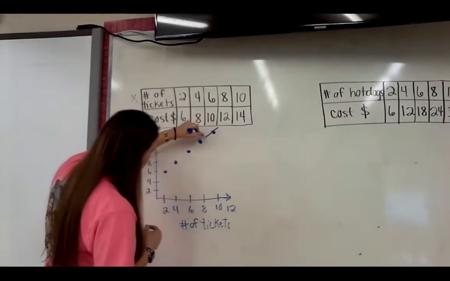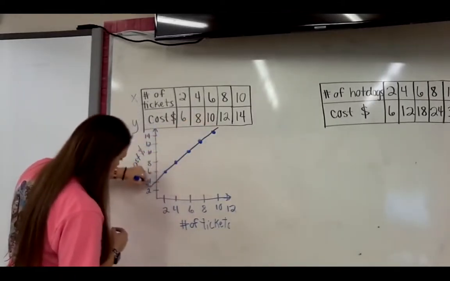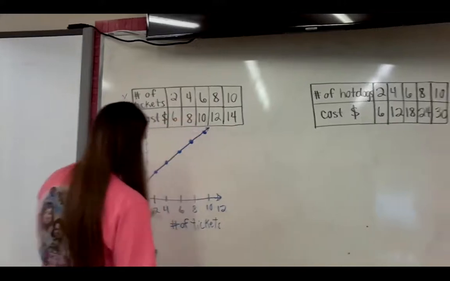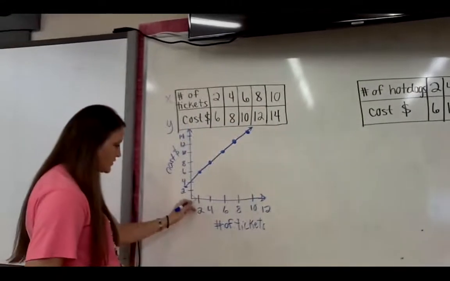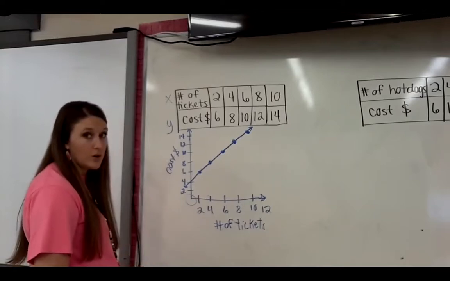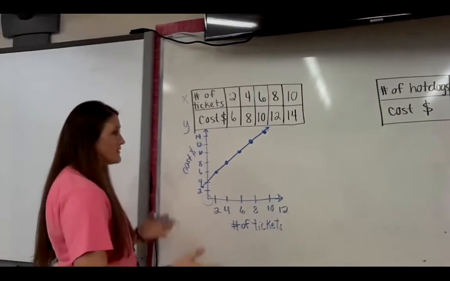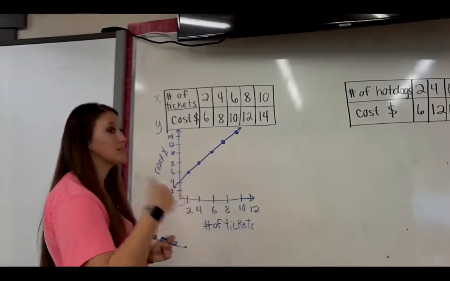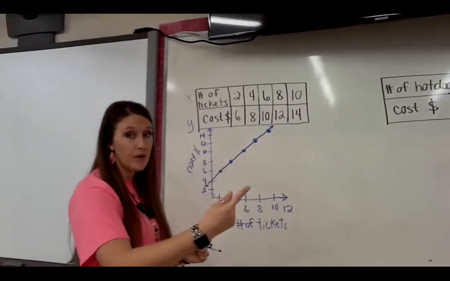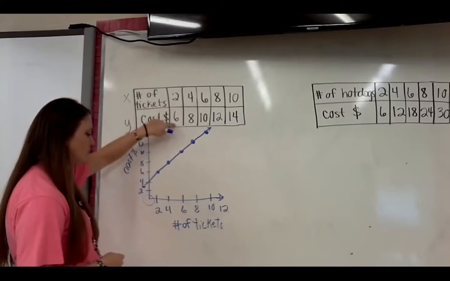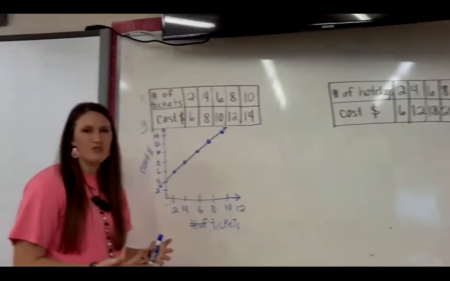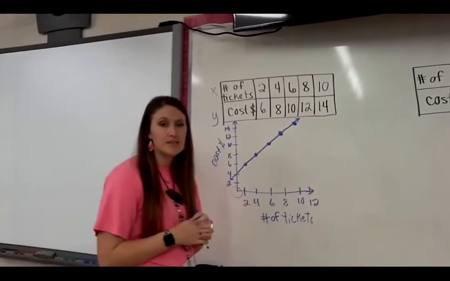If I were to continue my line, or plug it in the other way, does it go through 0, 0? 0, 0 is the corner right here. No, it doesn't, okay? They are sort of proportional as far as there's a pattern. But if we notice, when the number of tickets would be 0, the cost would be $4. So it's not 0, 0.